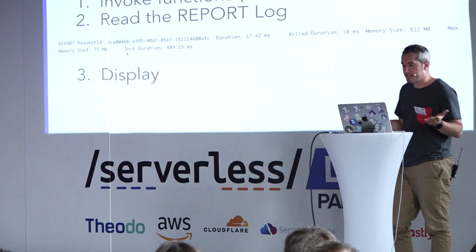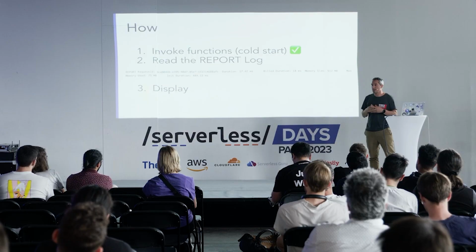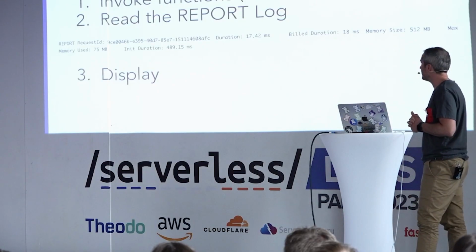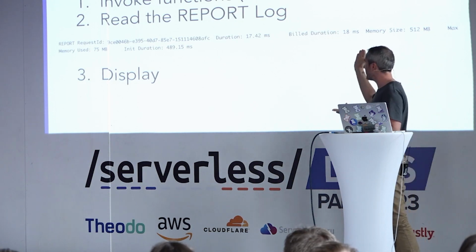So the functions are invoked, so great. This is the first of our 3 steps. We need to create the hello world function, a zip file uploaded to S3. We need to trigger a deployment for each of these functions, and we need to invoke it.